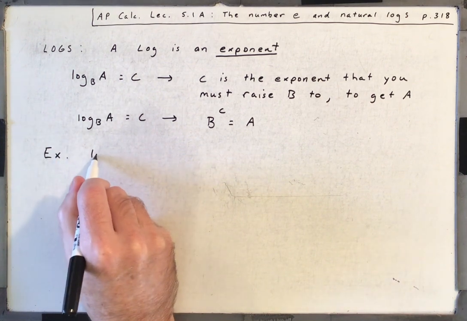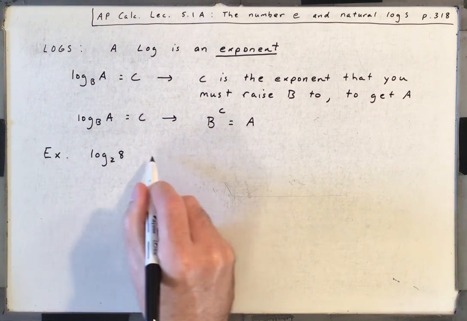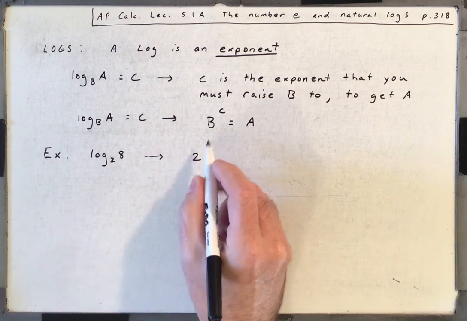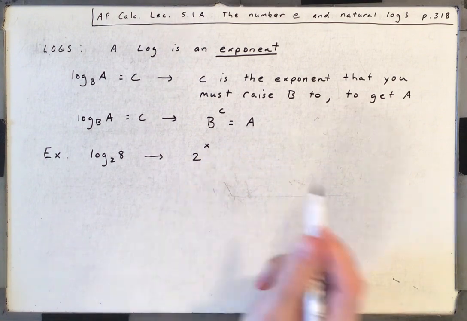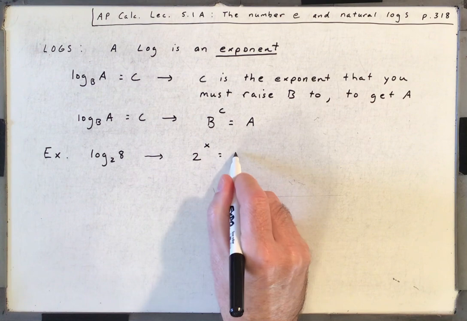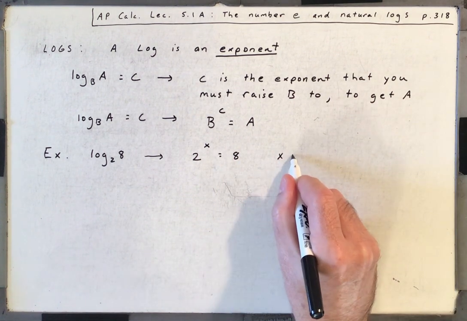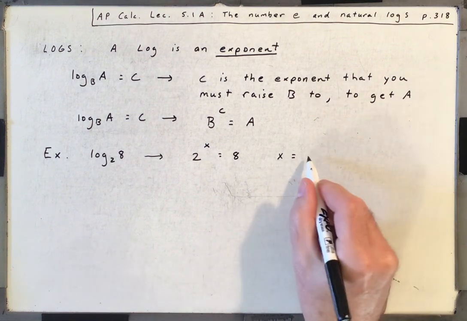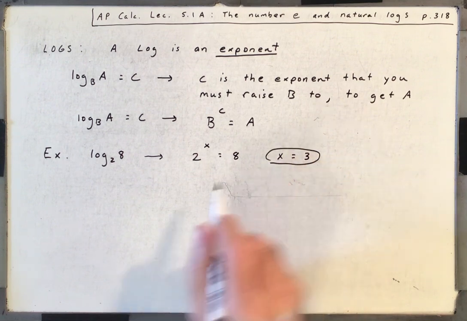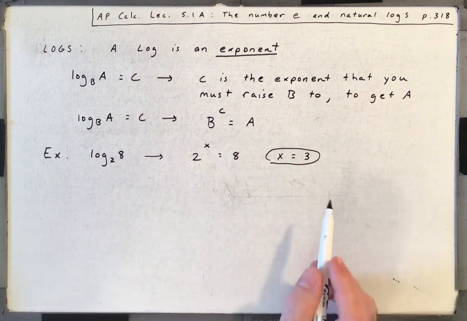So let's evaluate log base 2 of 8. That's the same thing as 2, and now we're going to use x as what we're solving for, our exponent. 2 to the x power is equal to 8. So x is equal to what? Hopefully you don't need a calculator for that, but x is equal to 3. So evaluating the log base 2 of 8, the answer is 3.